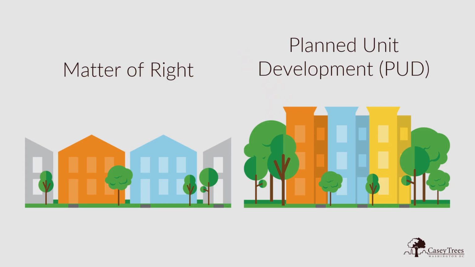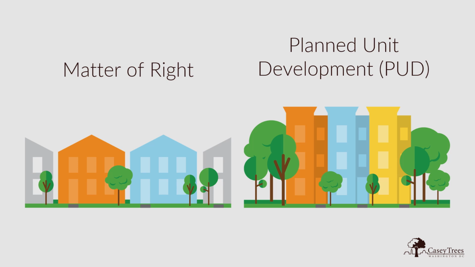Development in the district can happen in one of two ways. The first is called matter of right. When you build matter of right, you can build anything you want within the existing zoning designation. In this picture, the zoning is limited to single-family detached homes on larger lots.